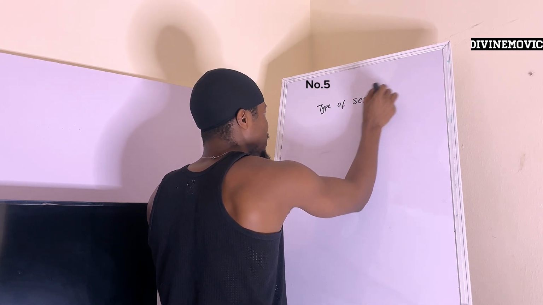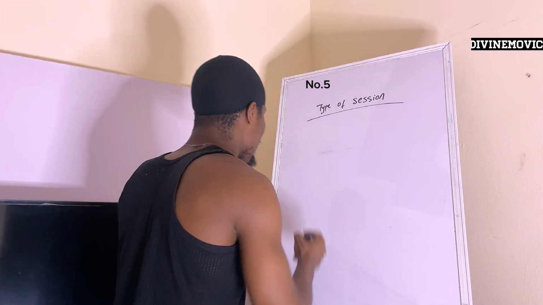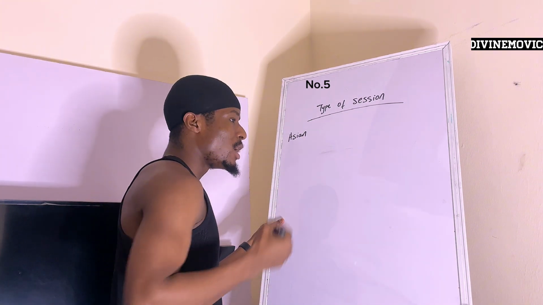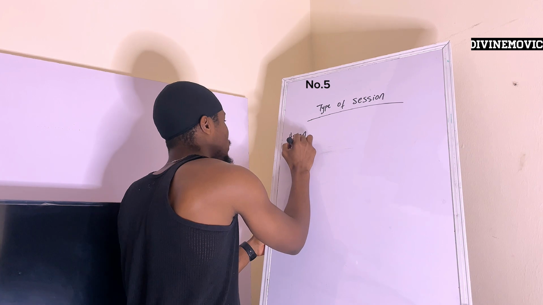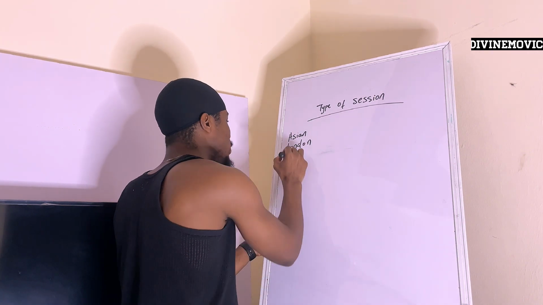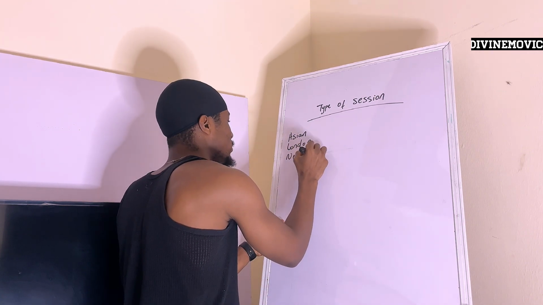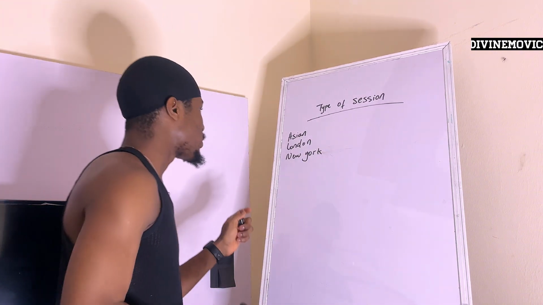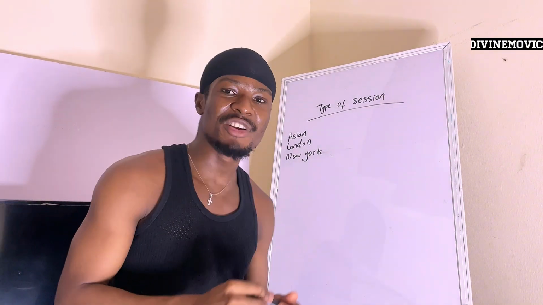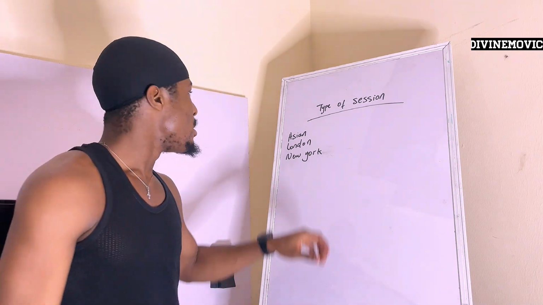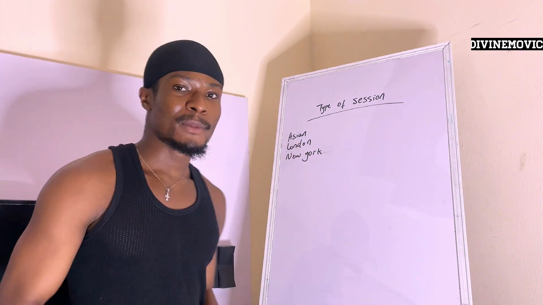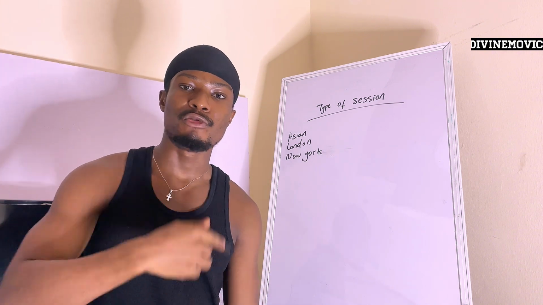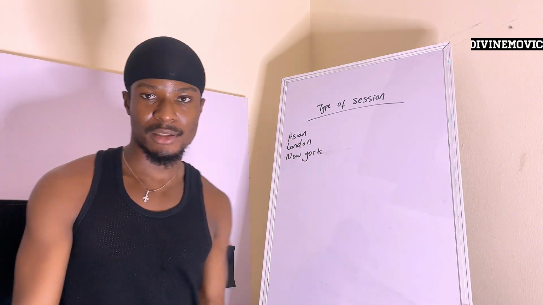in the forex market. The first one is simply referred to as the Asian session. We have the London session, and we have the New York session. Now, these three types of session are moving in a cycle. Because we have three types of session, it's moving in a cycle, and I'm going to make you understand the cycle in which these sessions are moving.